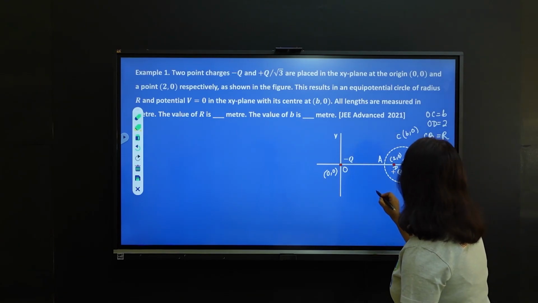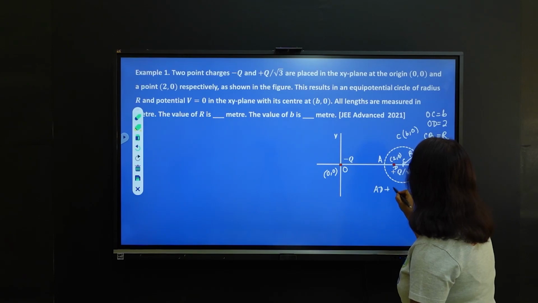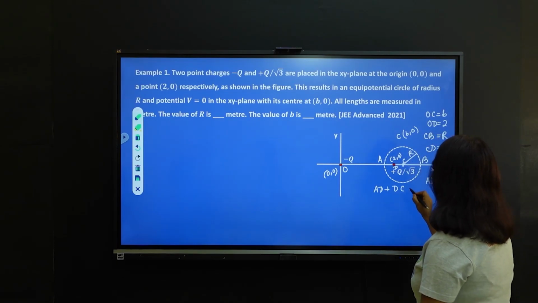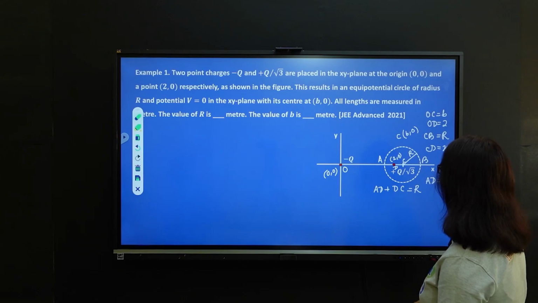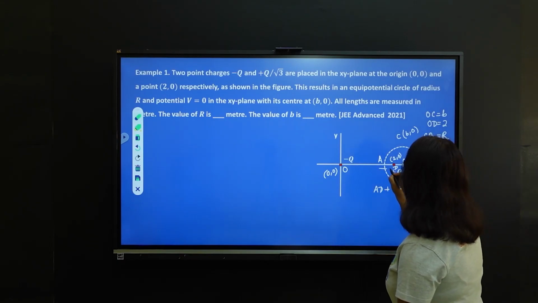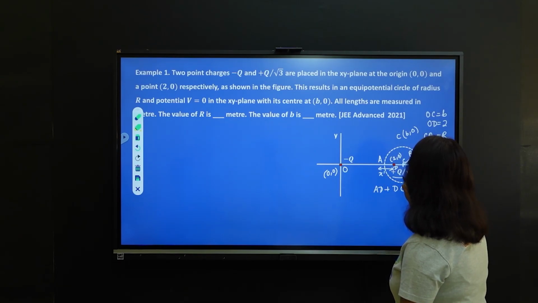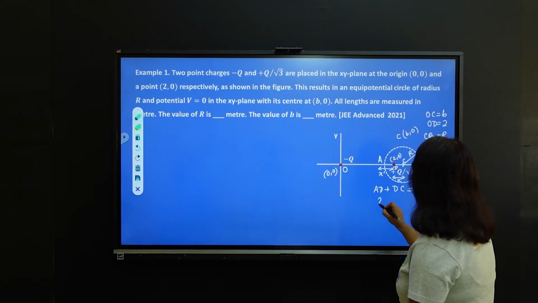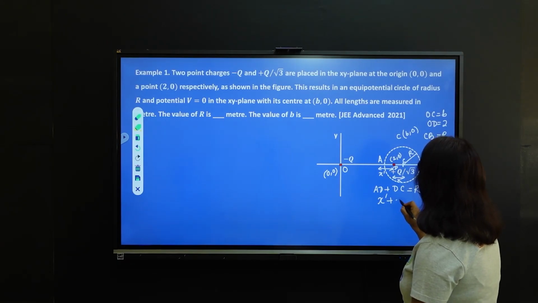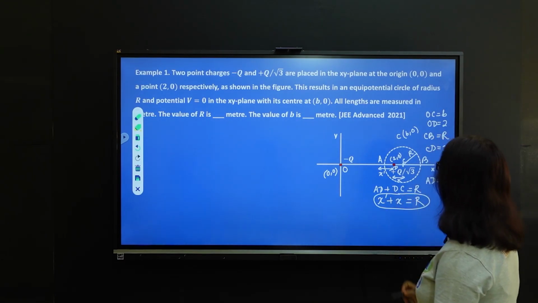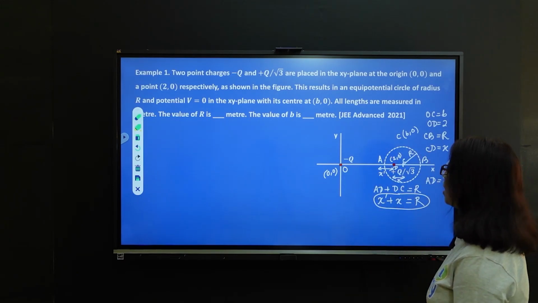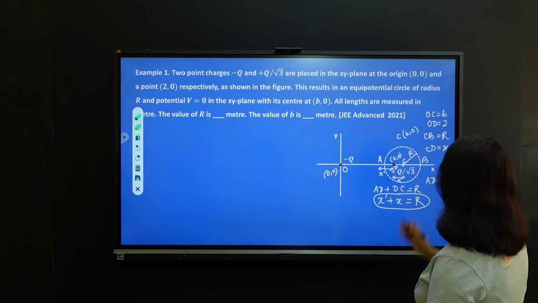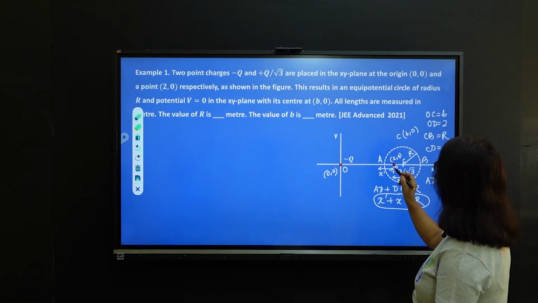So, as we can see, AD plus DC is equal to R. AD we have supposed as X dash, and CD we have supposed as X. So, we have X dash plus X is equal to R. We will be using this relation. So, these are the assumptions that have been made in the drawing. It has become a bit clumsy, but I hope you follow this.